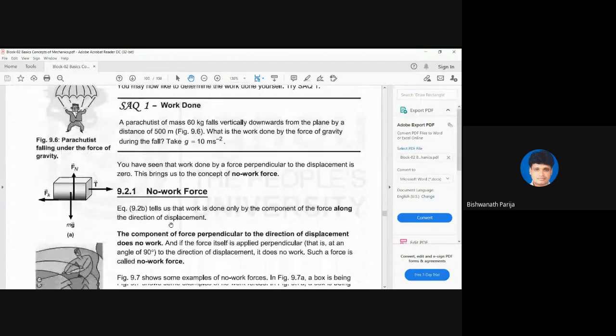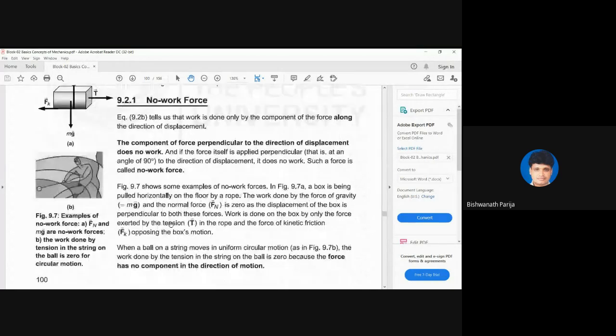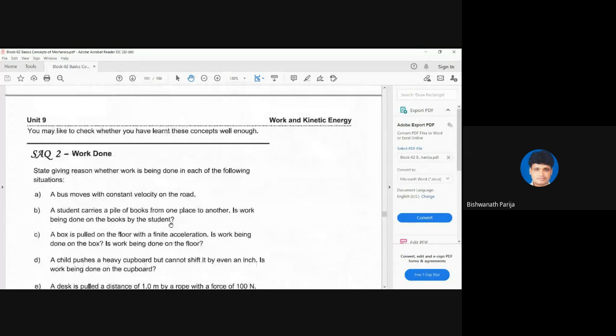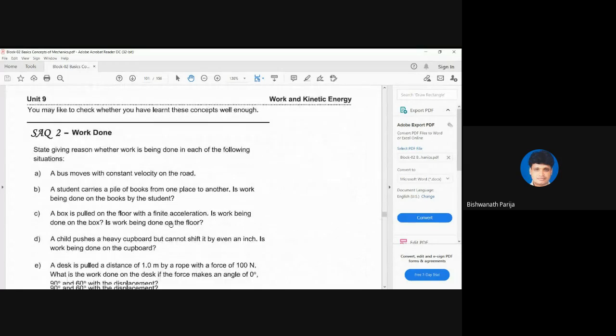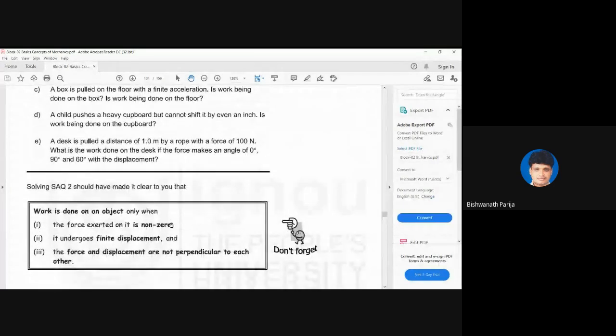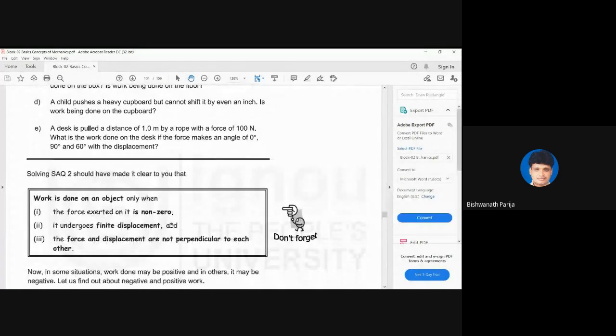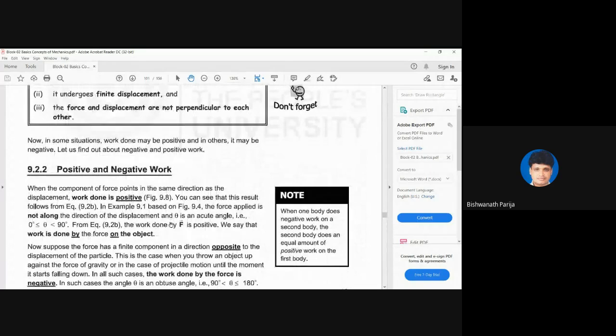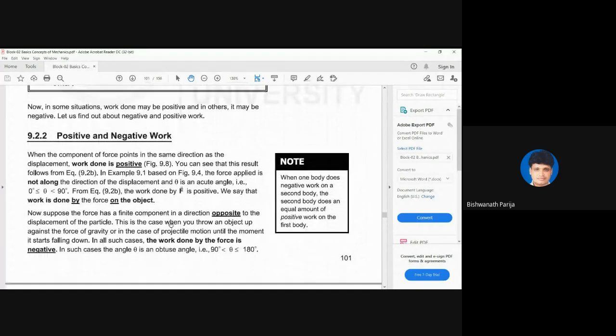Force is variable. Then how to find out the work? This is the work done for constant force. Then basically, how to find out work done for variable force? Work done on an object can be positive work done or negative work done.